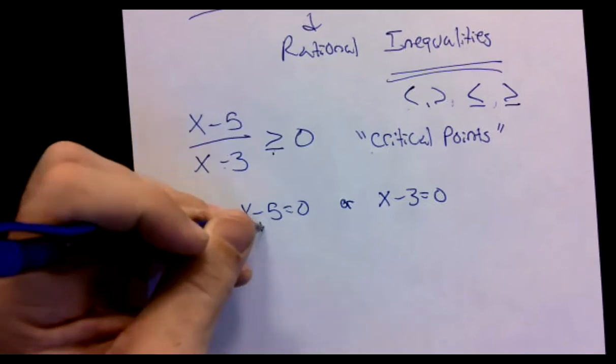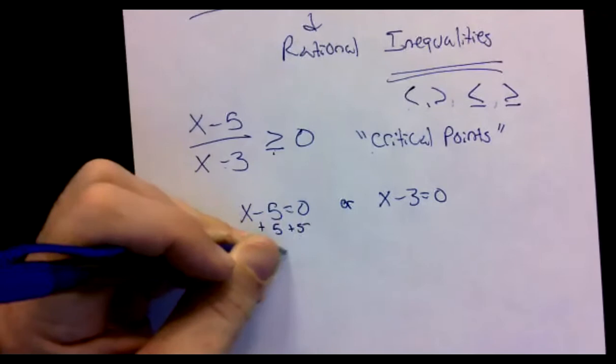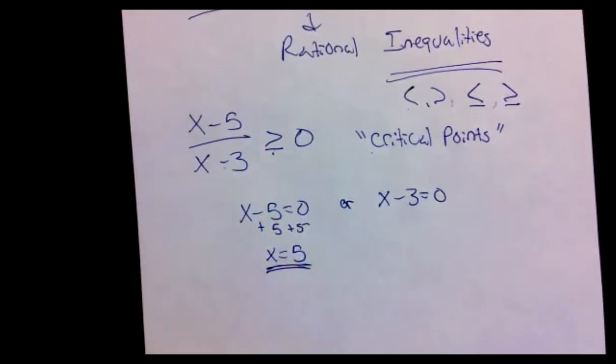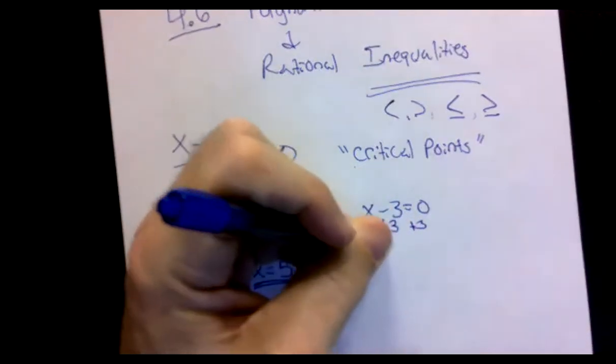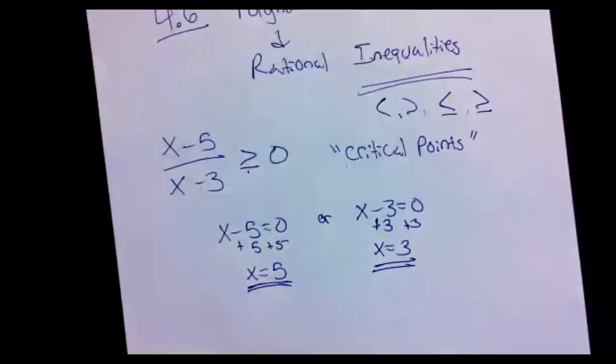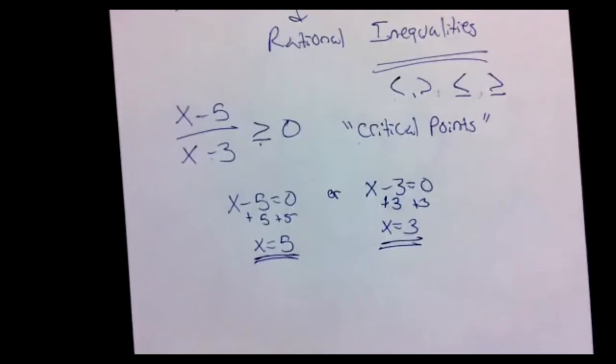So if we solve this, add 5 to both sides. Okay, x equals 5 is a critical point. We solve this, add 3. x equals 3 is a critical point.